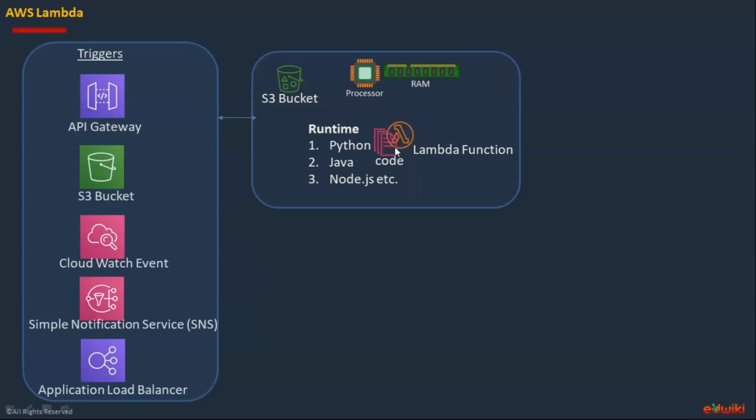Correct. If you are running the code on your machine, your machine is utilized. But if you are giving the code to Lambda, there should be some processor and memory, right? It is going to allocate that.